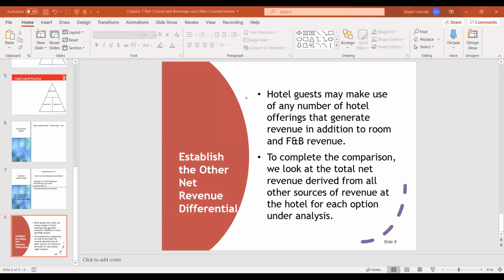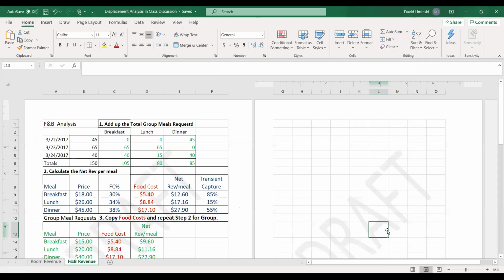Let's do our new share here. Okay, so this is the second page. Y'all are seeing my Excel spreadsheet, correct? Yes. Okay, so this is the second page of our displacement analysis. At the top, step number 1, we're going to add up the total group meals requested.